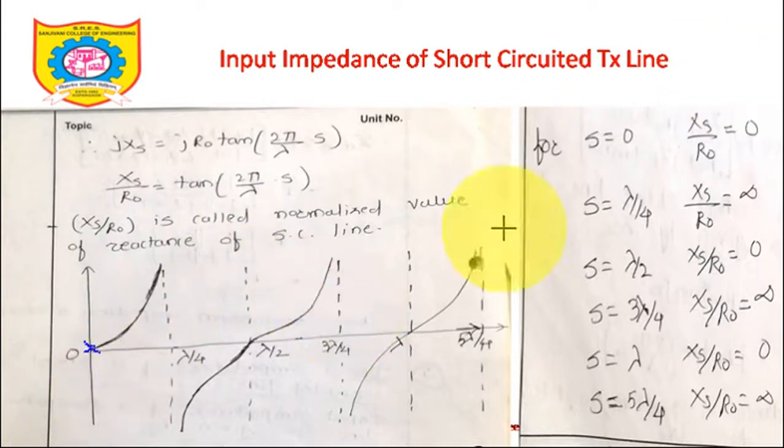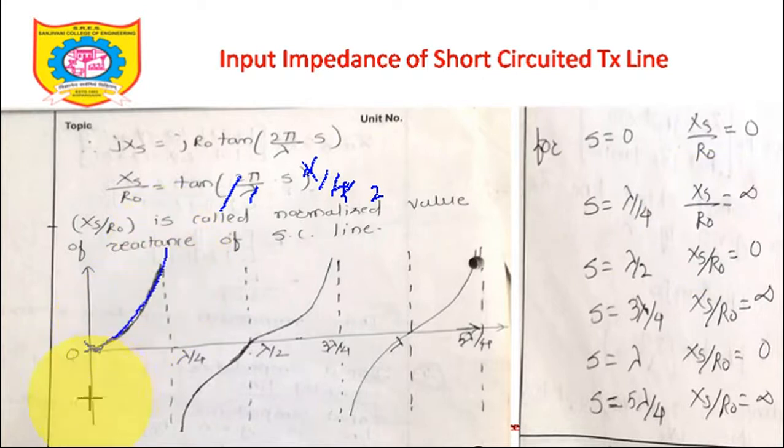Now if I put S equal to lambda by 4, XS upon R0 is equal to tan of 2 pi by lambda into lambda by 4. This lambda gets cancelled, 2 gets cancelled with this 4 to leave pi by 2. What is tan pi by 2? Tan pi by 2 is infinity. So for S equal to lambda by 4, XS upon R0 will tend towards infinity.